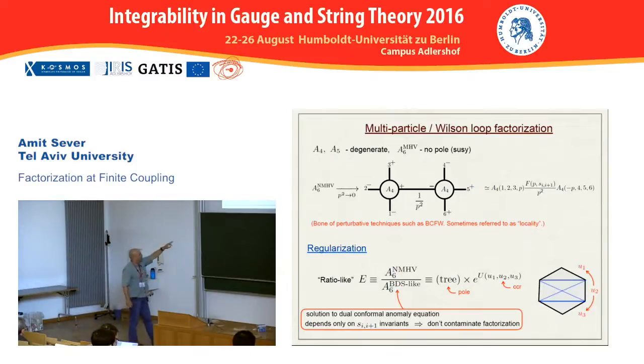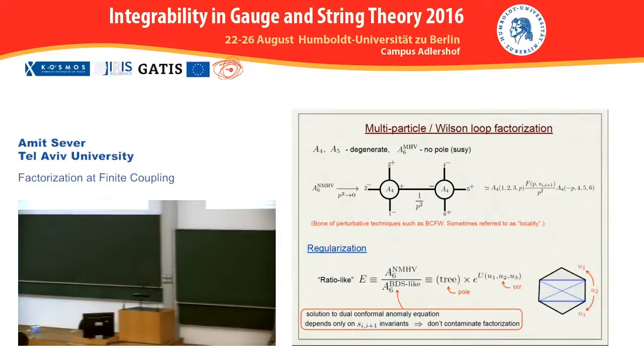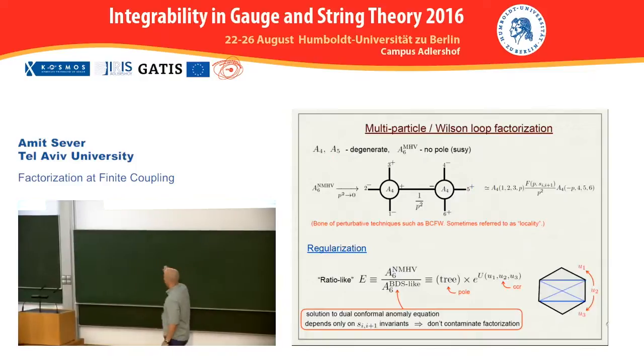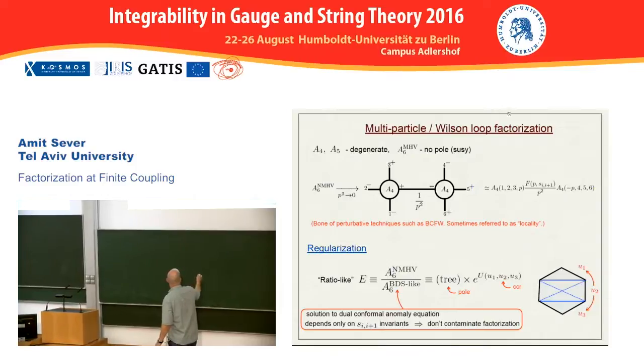So what happens when you divide by the BDS-like? The result, of course, starts at tree level, where the tree-level NMHV already has this factorization pole, and then it's dressed by some function of the conformal cross ratios made of the external momenta. And what are the conformal cross ratios? So let me try to do it here.